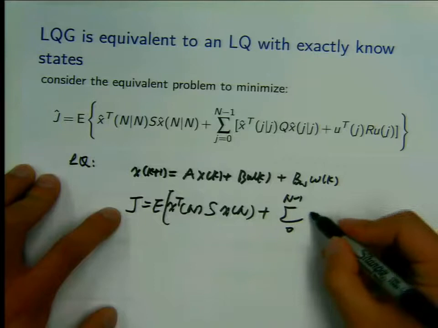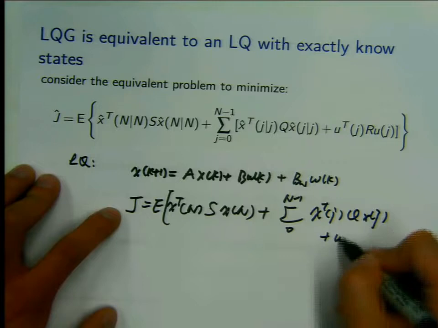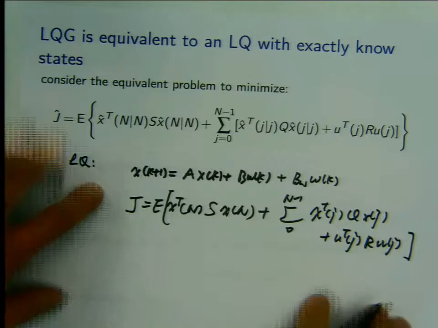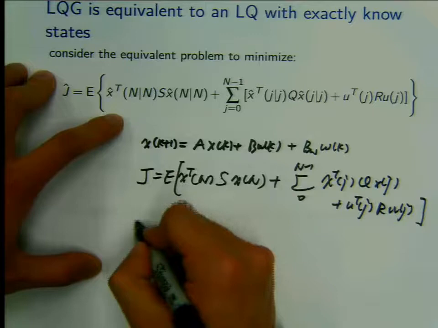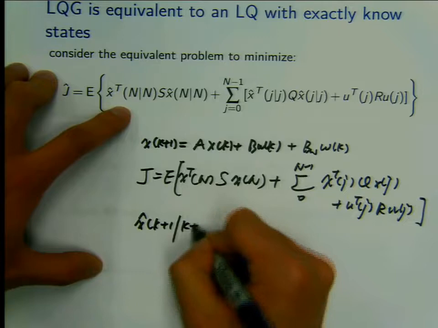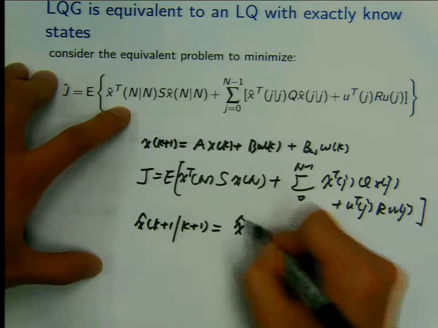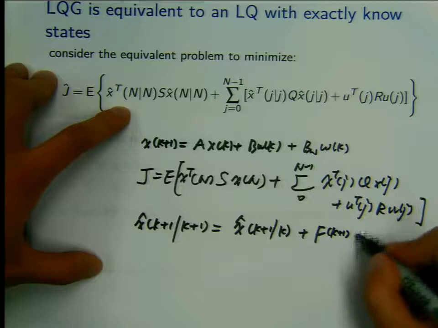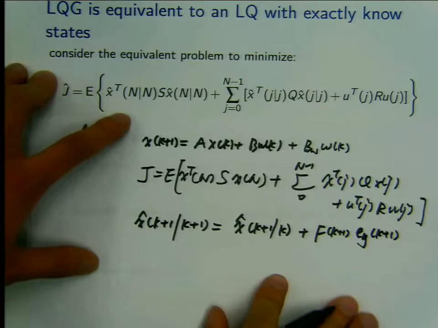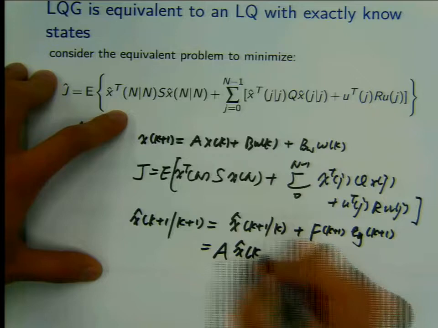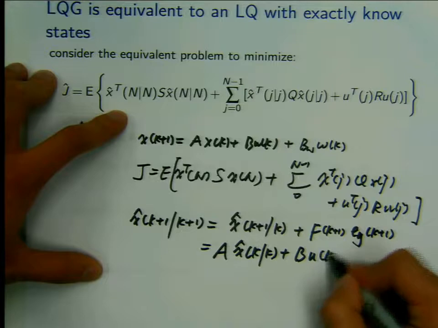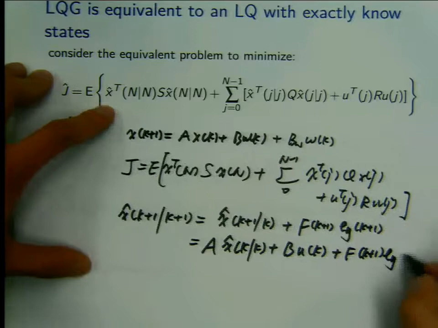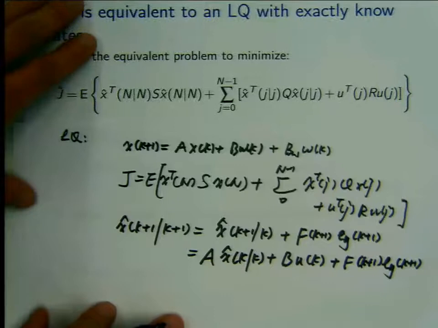We essentially have this plus U transpose J R U J. Now, if this new cost looks like this, and if we recall the dynamics of the X hat, this is the Kalman filter equation: X hat K plus 1 given K plus F times the error term, which is equal to A X hat plus B U K plus F K plus 1 E Y K plus 1. Okay, so take a moment to look at these two problems.